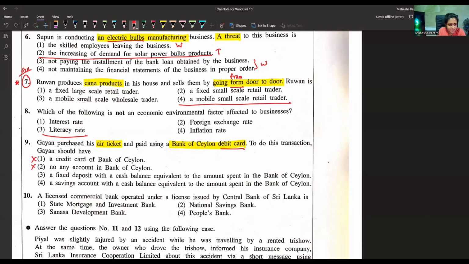Fixed deposit with a cash balance equivalent. Equivalent means equal. Equal to amount spent in the Bank of Ceylon. No, out. Answer must be the fourth one: a savings account with a cash balance equivalent to amount spent in the Bank of Ceylon.